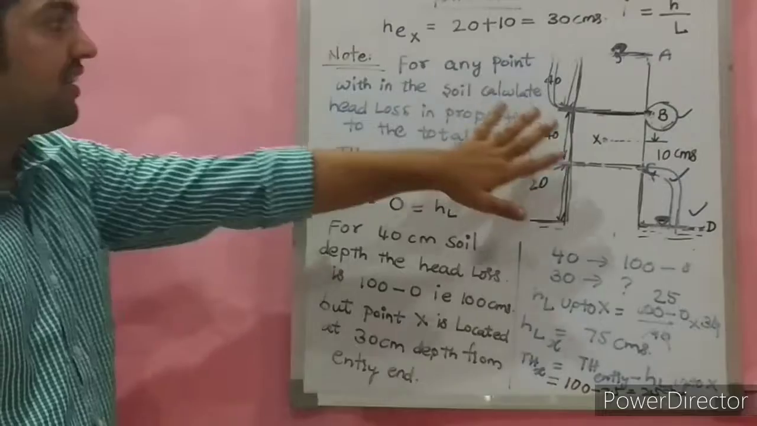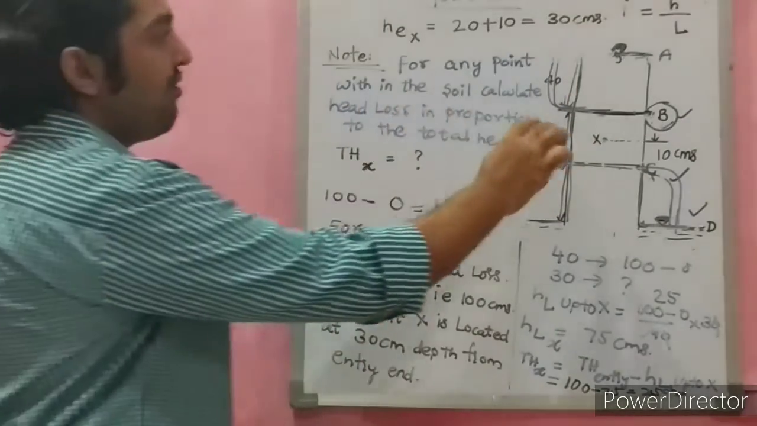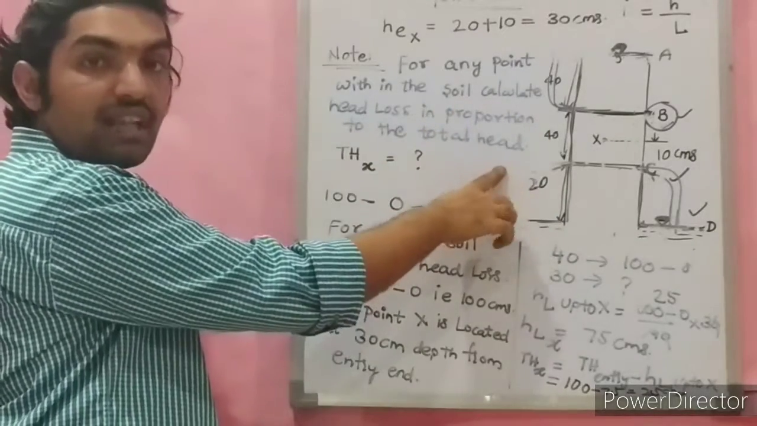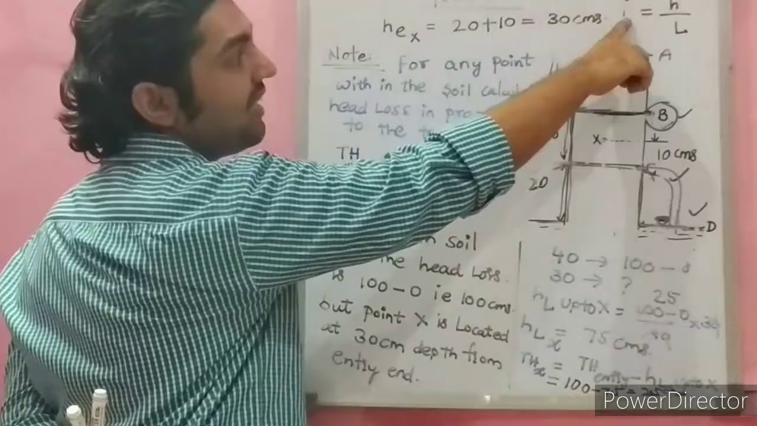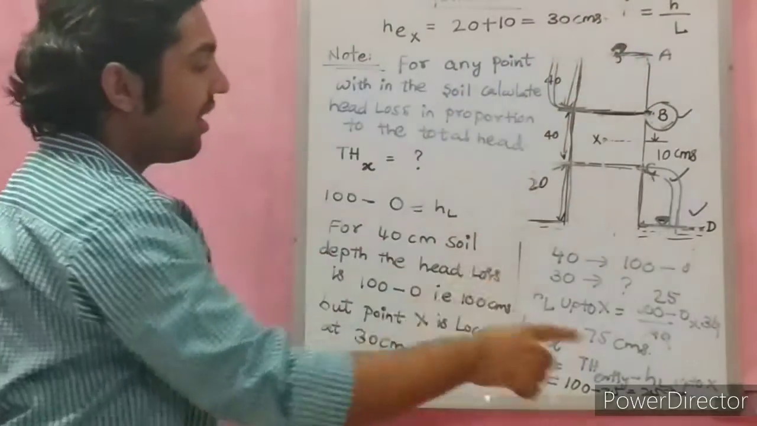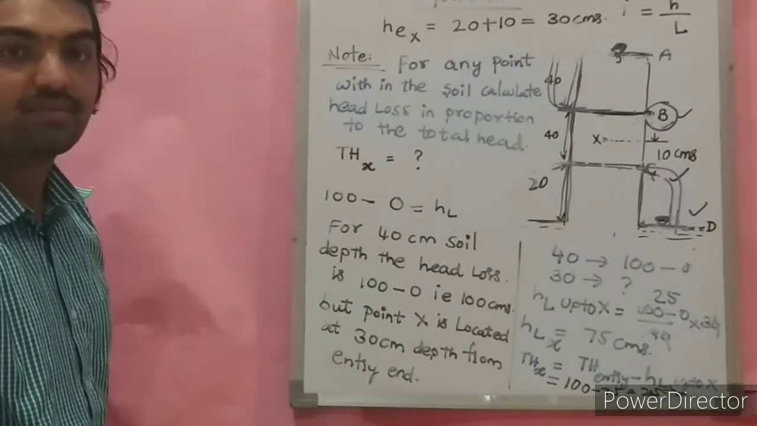Again I repeat, this is a new concept. For any point within the soil, calculate head loss in proportion to the total head. Why? Because hydraulic gradient is equal to delta H by L, H1 minus H2 by L. Like this we computed. Everything is solved.